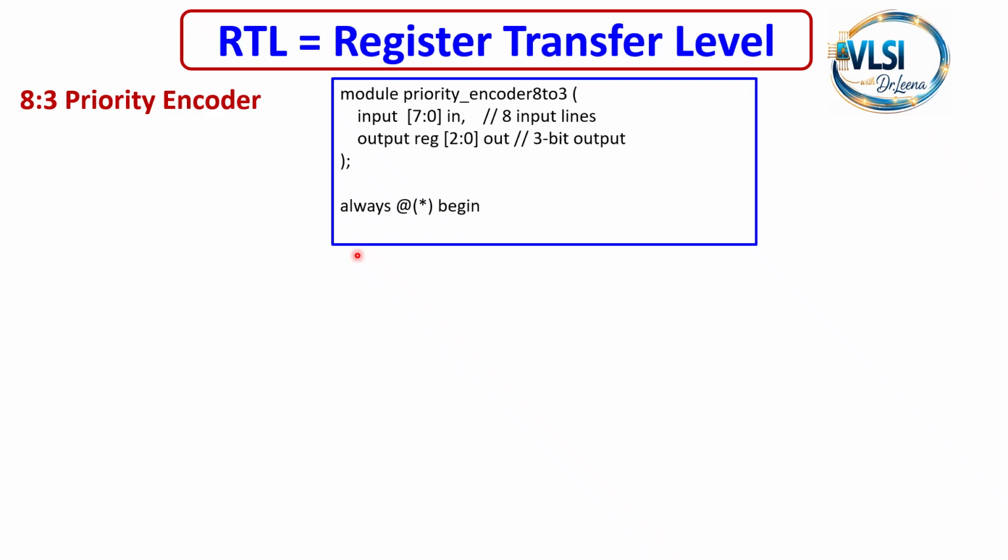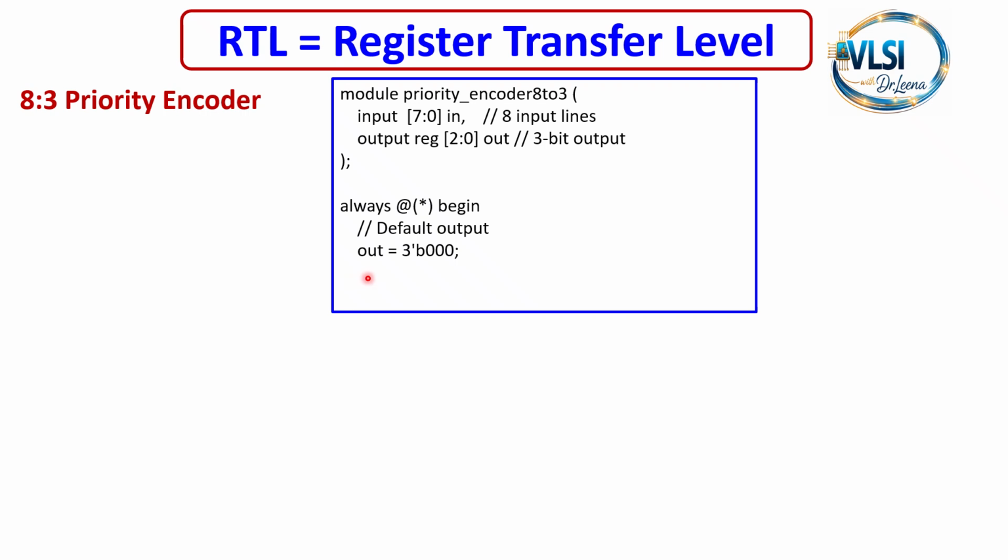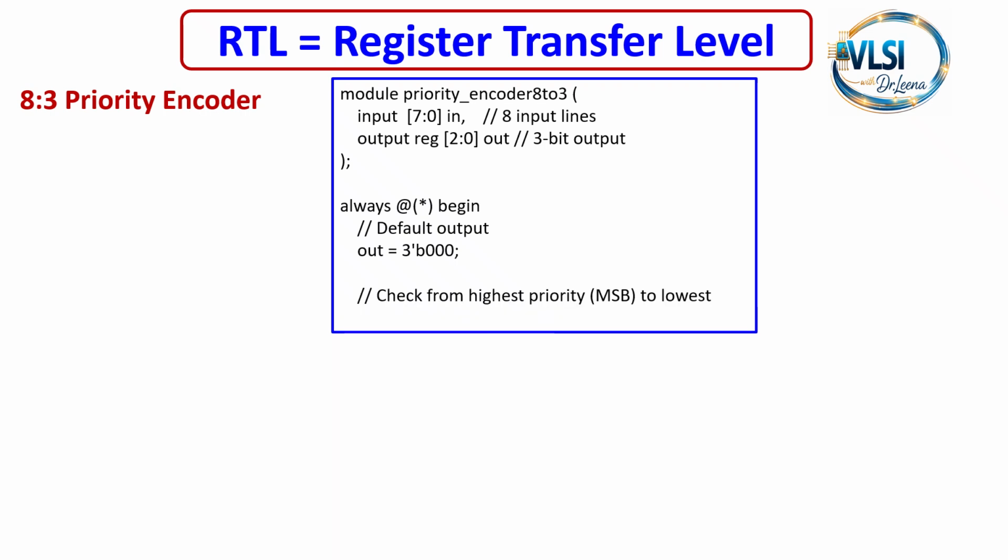Here it starts a combinational always block that executes whenever any input changes. And this default output comment indicates initialization of the output. Next, out is equal to 3-bit binary 000. This sets the default output to 000, used when no higher priority condition is met. And this comment indicates that priority checking starts from the most significant bit, that is IN7.